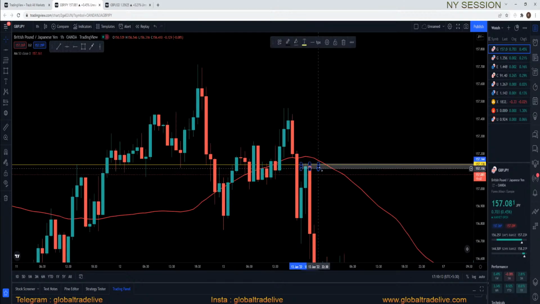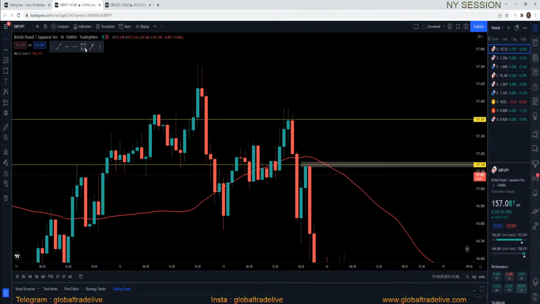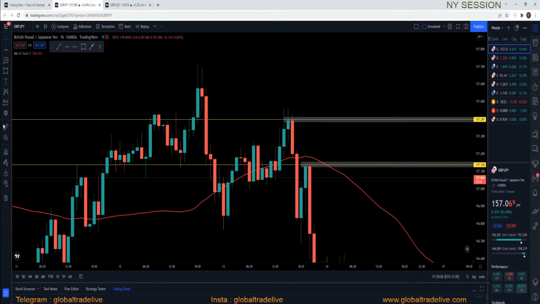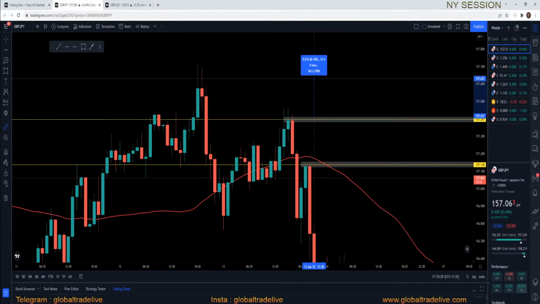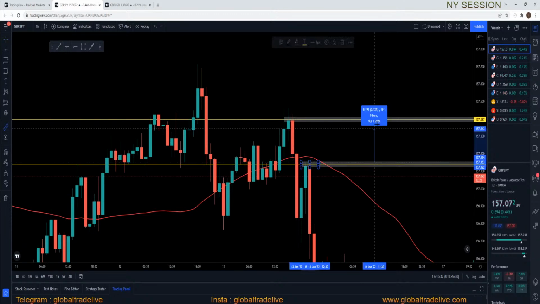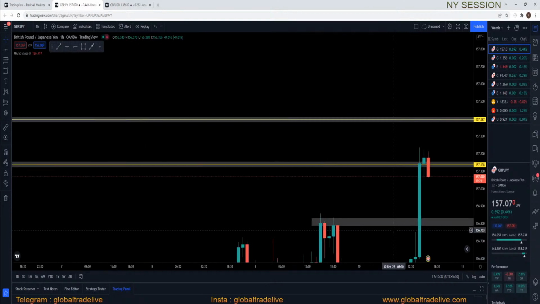So the 1 hour time frame can make some rejections over here in this area, and if it flips back up, then this will be the area it will be heading towards. And after this, it will be heading towards this area over here. 17 pips. So this range is about 24 pips.